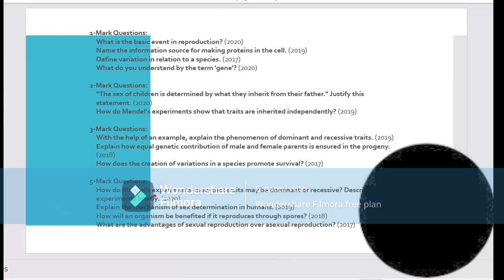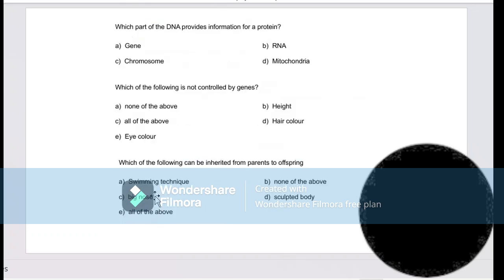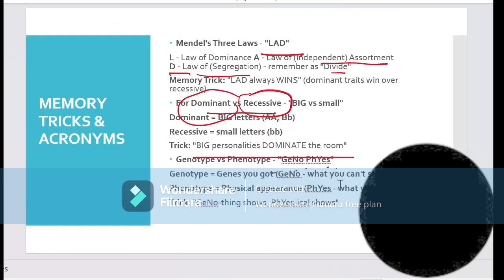और ये कुछ questions हैं जो आपको prepare करने ही चाहिए. Variations क्या होते हैं? Variations are the differences that you see. अच्छा, मेंडल ने खाली इसको ही क्यों चूज किया, pea plant को? Contrasting traits की वजह से. You can see on the screen, these are some of the mnemonics. LAD means law of dominance, law of independent assortment, and D, law of segregation. Segregation मतलब divide. तो LAD याद रखेंगे, so you will be able to remember these things.